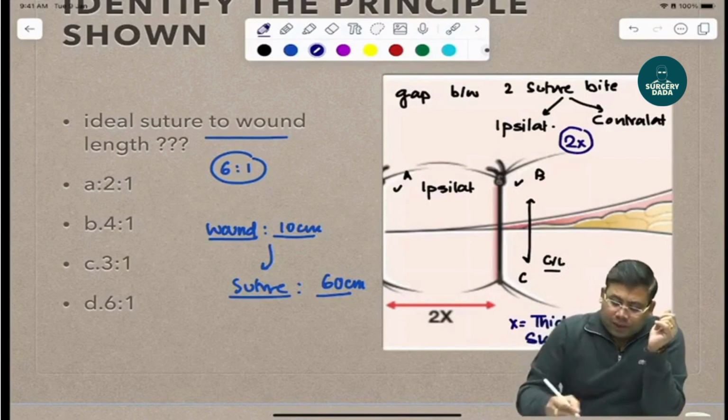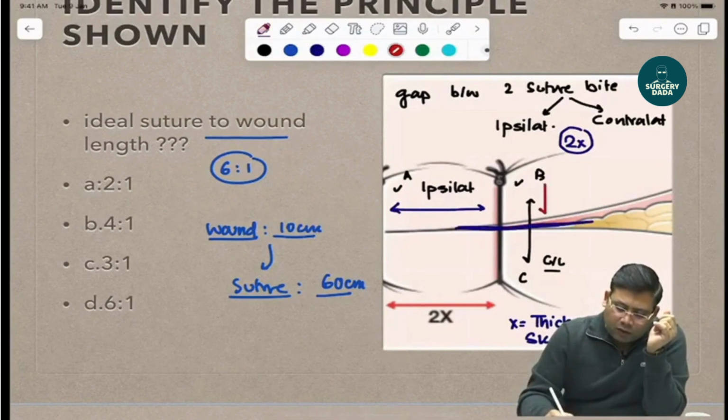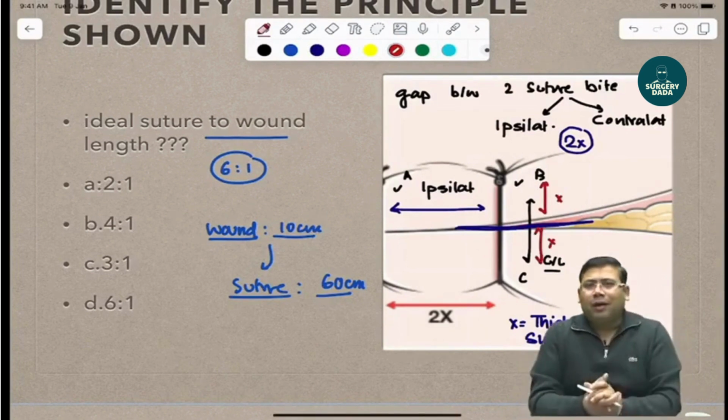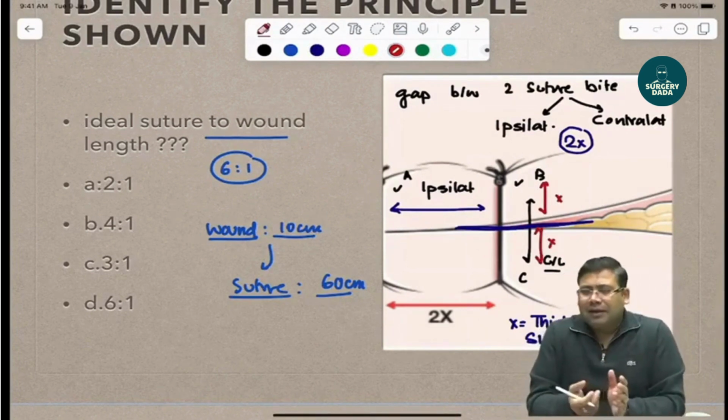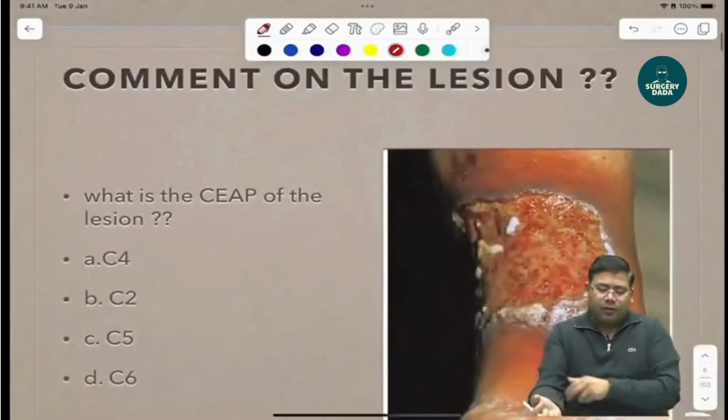Now what is ipsilateral bites? This is ipsilateral. What is the contralateral? This is. So remember, from the midline, it should be equivalent to the thickness. So if you see the gap between the two, it should be again 2x, where x is the thickness. It's a very easy question. Let us move forward and let us go to the next question.